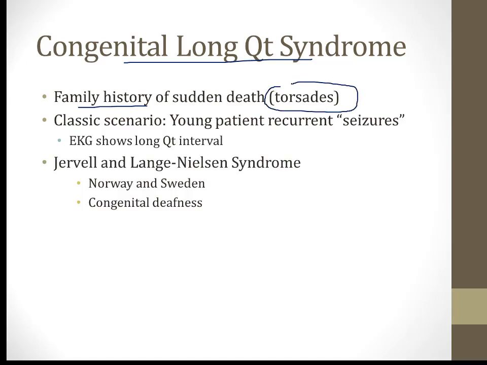A classic scenario is a young patient who has recurrent seizures. The patient is not really having seizures. They're actually passing out from torsade de pointes, and the EKG will show a long QT interval. There is also a variant of the congenital long QT syndrome that has been well described called the Jervell and Lang-Nielsen syndrome. This occurs in Norway and Sweden. It results in the long QT syndrome in association with congenital deafness. It's very rare, but they sometimes ask you about this on board exams.